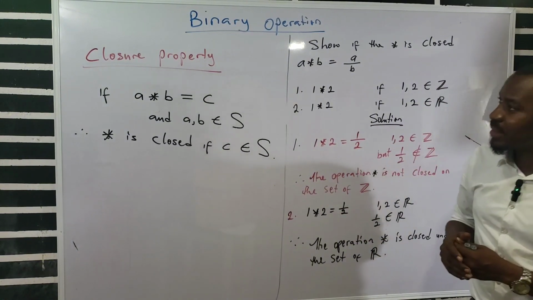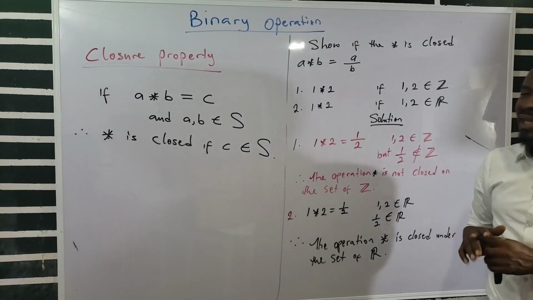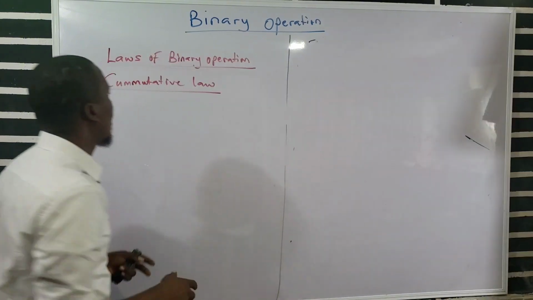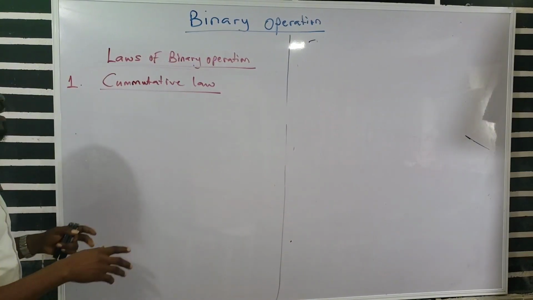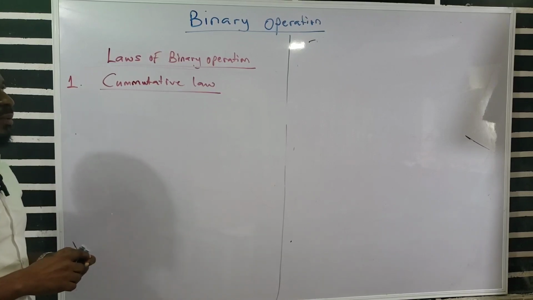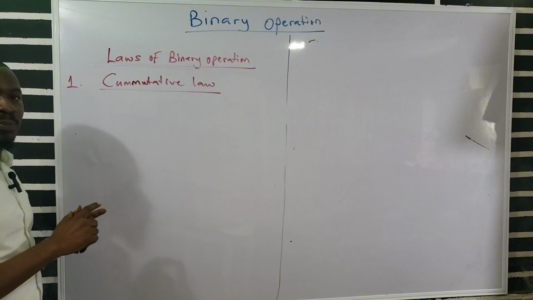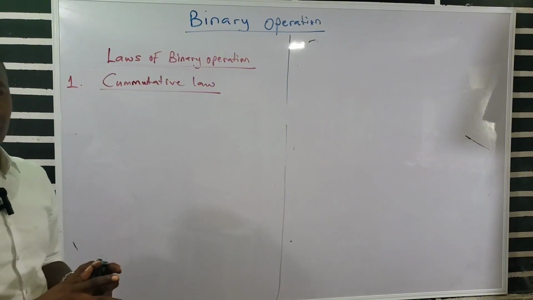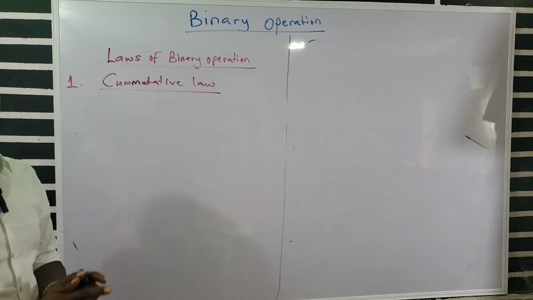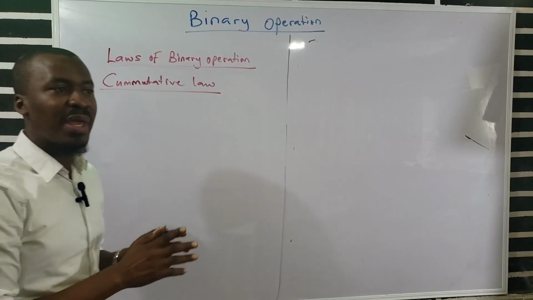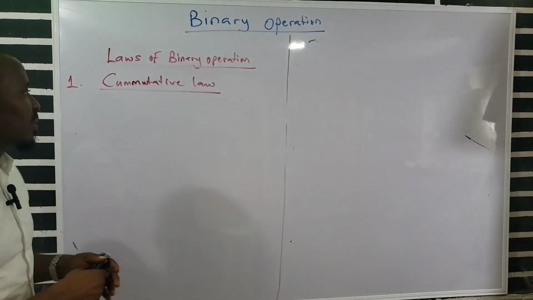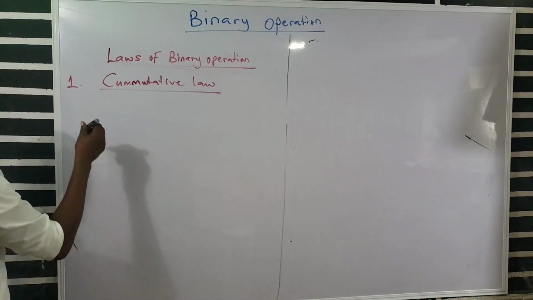Now, having done the closure property, let us look at the laws of binary operation. The first law we are going to look at is the commutative law. Now, what do we mean by commutative law? Remember, the previous property that we did is the closure property. The closure bounds every law. So before we investigate whether a law is true or not, the operation must be what? Closed. So let us try something on that.